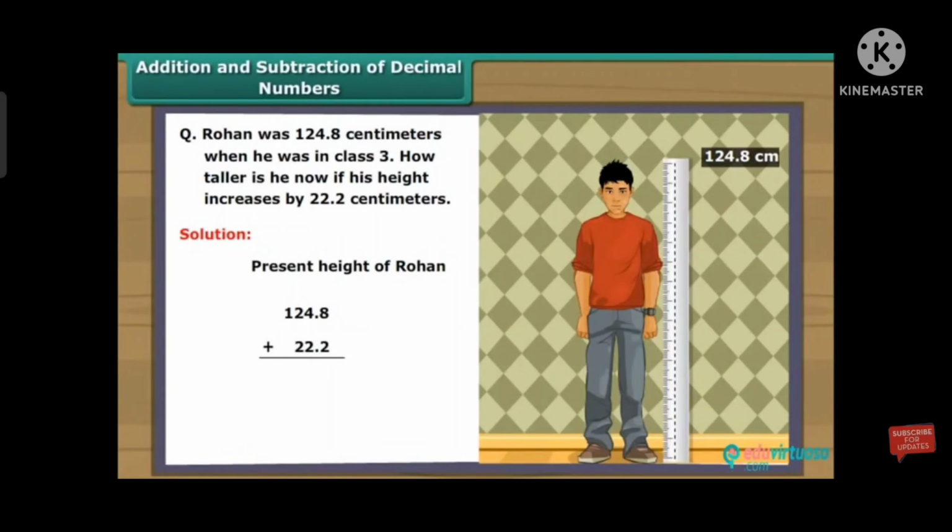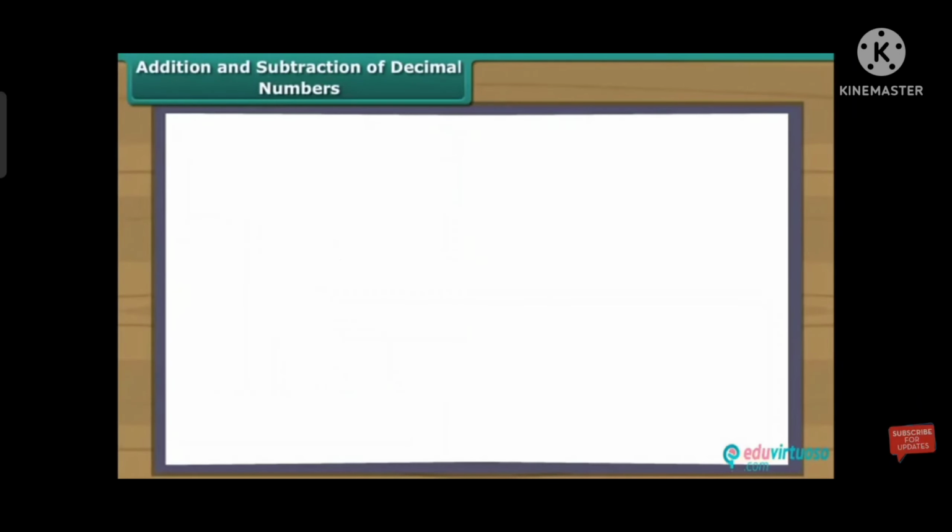Remember, while adding the numbers, the decimal point of the other number lies exactly below that of the first number. We add first the digits at the right side of the decimal, followed by the addition of digits on the left side. The sum of 8 and 2 gives 10. We write 0 at the bottom and 1 as a carryover on 4. The sum of 1, 4 and 2 gives 7, and 2 and 2 gives 4. Thus, the height of Rohan is 147.0 centimeters.